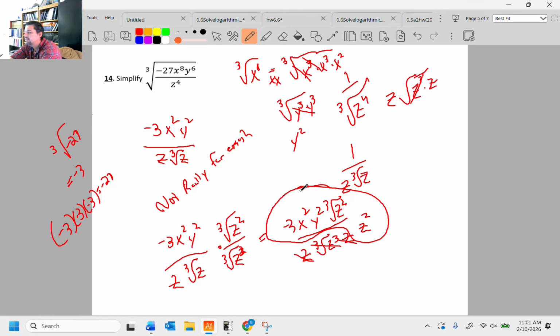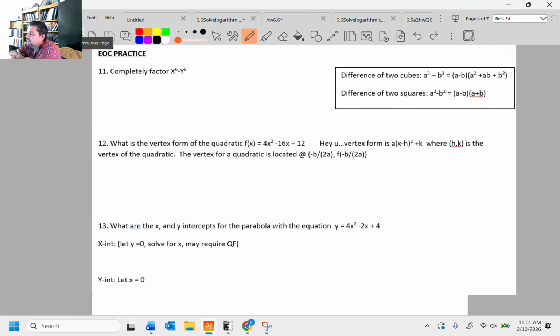Anywhere else but Tennessee. I feel like I ought to do one more for you just because you're so bad at math. What is the vertex form of the quadratic 4x squared minus 16x plus 12?